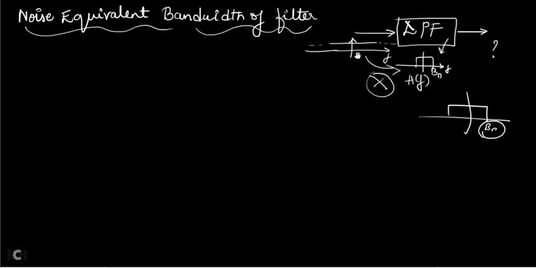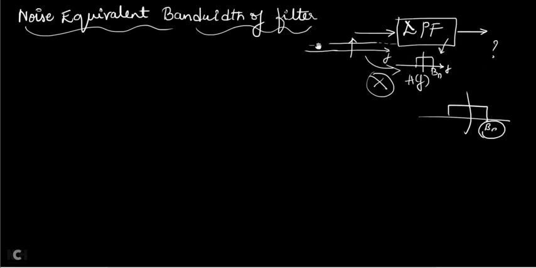After the noise spectrum is multiplied with the low pass filter frequency response, whatever bandwidth you get at the output of the low pass filter is called the noise equivalent bandwidth. That means when you send a noise signal to the low pass filter, the noise at the output will be present only for the bandwidth of the filter. Other than the bandwidth, the filter will not transmit at all.